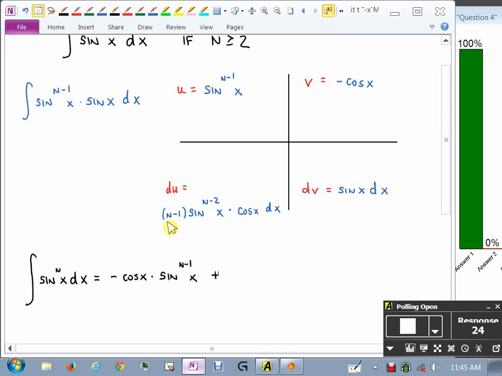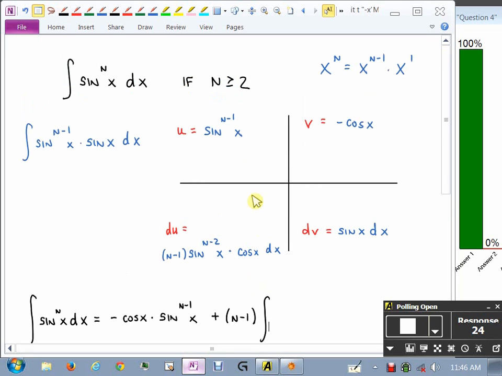n minus 1 is a constant, right? n is a number. No one's telling me what it is, but n is an integer bigger than or equal to 2. So I'm going to pull the n minus 1 out of the integral. I should probably state that up here. This works if n is greater than or equal to 2, and n is an element of double-struck Z, which is the integers. That means it can't be a fraction. If n's a fraction, this isn't going to work. All right?